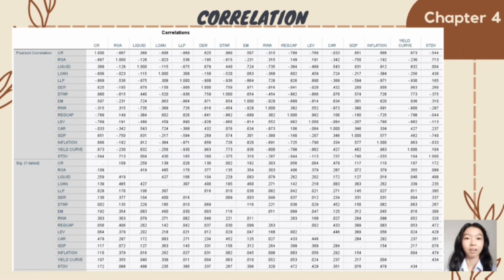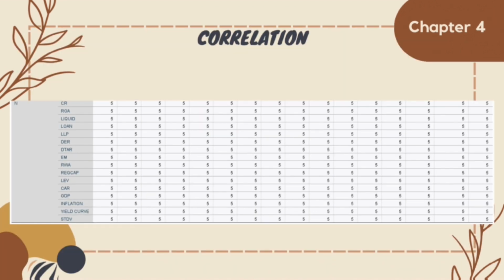Now let's look at the correlation table. This table shows debt to asset ratio and loan loss provision are significant and correlated to credit risk with a p-value of 0.02 and 0.028 respectively, while regulatory capital and leverage show marginal significance with a p-value of 0.056 and 0.064. The other variables do not show any significant effect on credit risk.